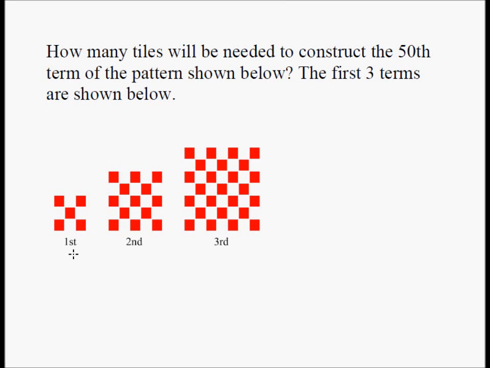How many tiles will be needed to construct the 50th term of the pattern shown below? The first three terms are shown below. The first one needs 5 tiles. The second one needs 13 tiles. If you count the red squares, you'll get 13. The third one needs 25 tiles. And we need to find out, if we were to construct the 50th term, how many tiles would we need.